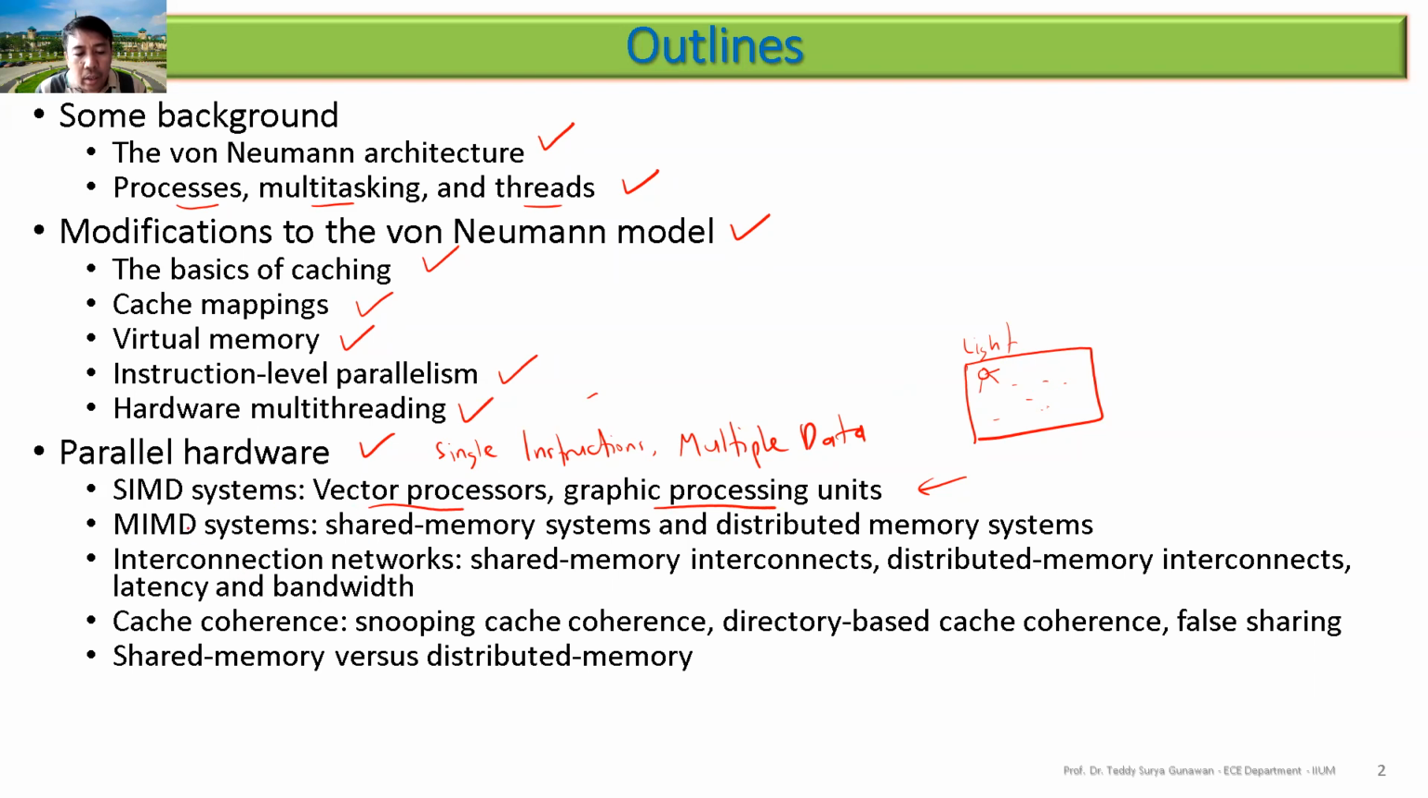But it can also be multiple instruction, multiple data. For example, shared memory systems and distributed memory systems. You can apply different instructions to different data. So you have 2 types here that we learned earlier, which are shared memory and distributed memory. And we have the interconnection network. This is also important.